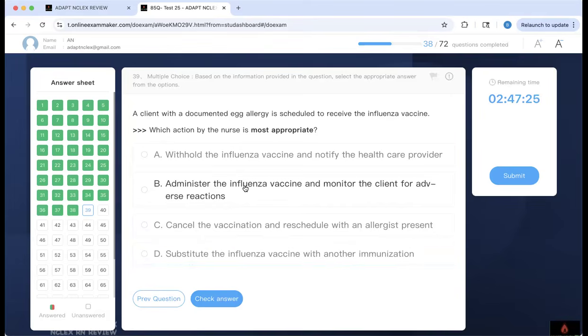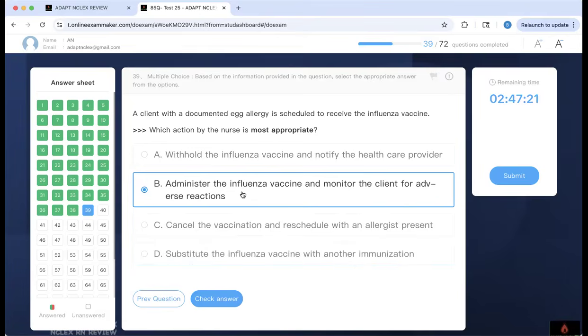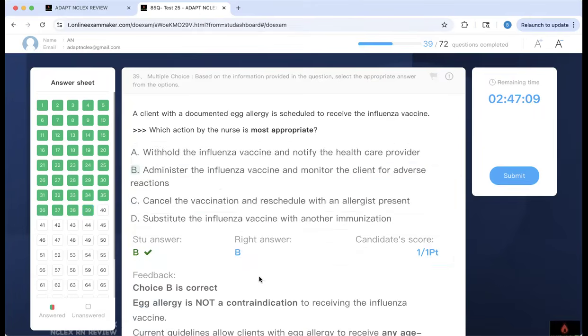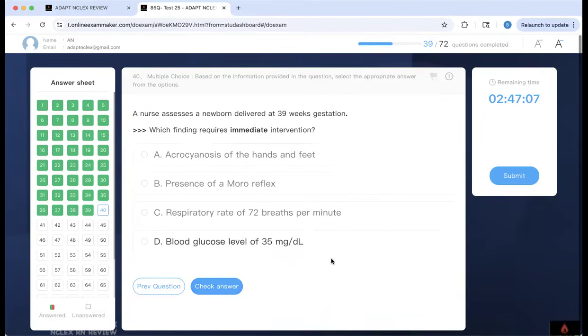I can tell you, just because you have an egg allergy, there's no contraindication. It means after we give it, we have to monitor you for reaction. But it doesn't mean we should withhold it. It doesn't mean we should substitute it. It doesn't mean we should stop it. Next time you see it, apply that knowledge. There's no contraindication.